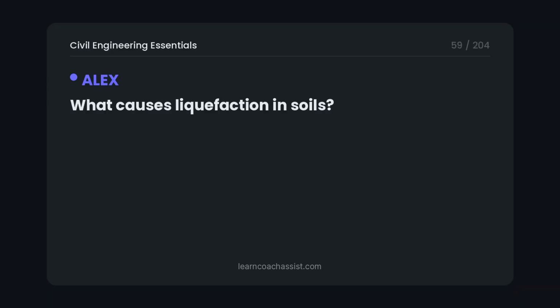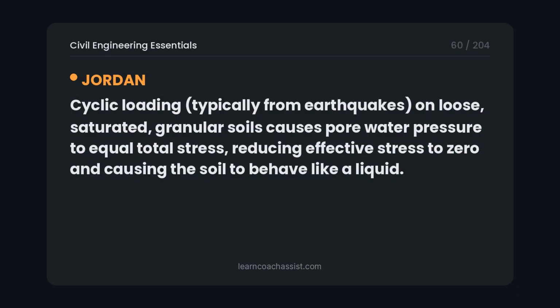What causes liquefaction in soils? Cyclic loading, typically from earthquakes, on loose, saturated, granular soils causes pore water pressure to equal total stress, reducing effective stress to zero and causing the soil to behave like a liquid.